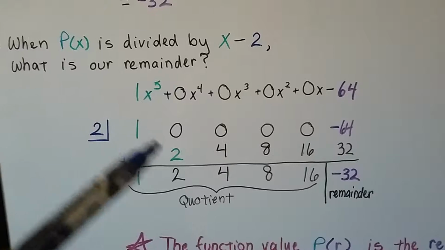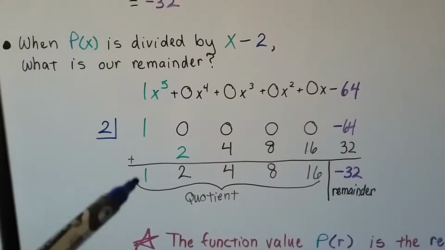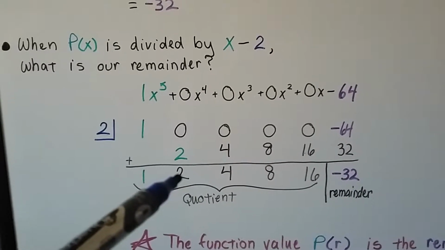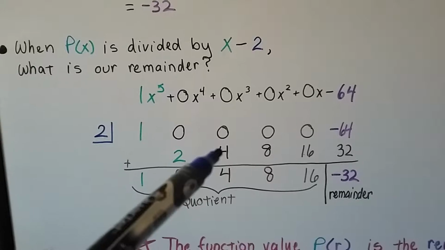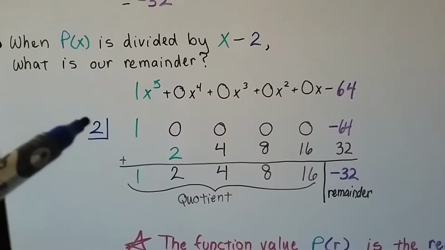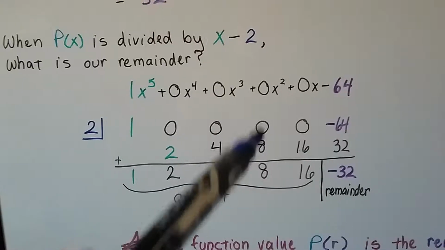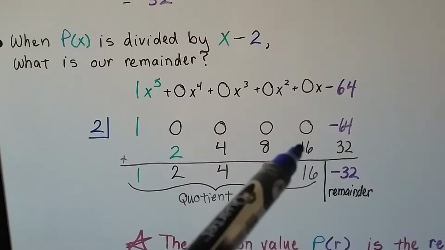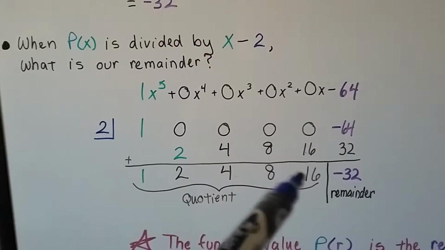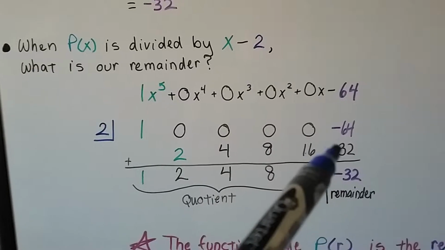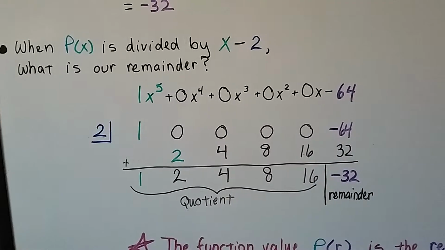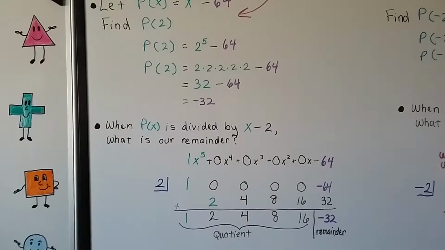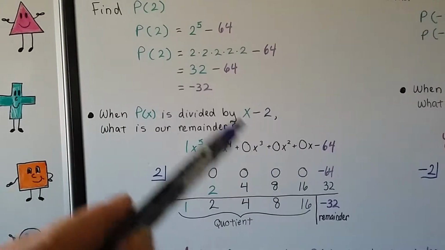We multiply 2 times 1, which is 2. We write it here. We add these. Don't forget to drop that 1 down. So now we've got a 2. Now we do 2 times this 2, and it's a 4, so we write the 4 here. We add them, and we get a 4. We do 2 times this 4, and we get an 8. We write it here, and we add them together and get an 8. We do 2 times this 8, which is a 16. We put it here. We add them, and we get a 16. Now we do 2 times the 16. We get 32. We put it here, and when we add them together, we get a negative 32, just like we did here. Look at that. See that? It both came out as negative 32.